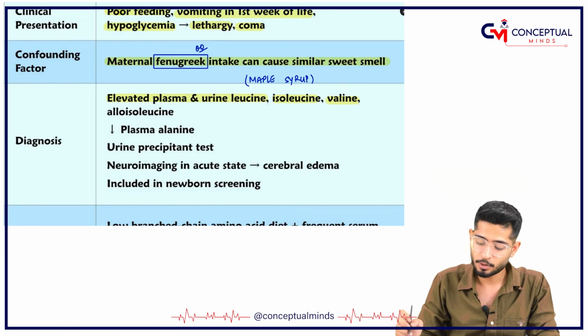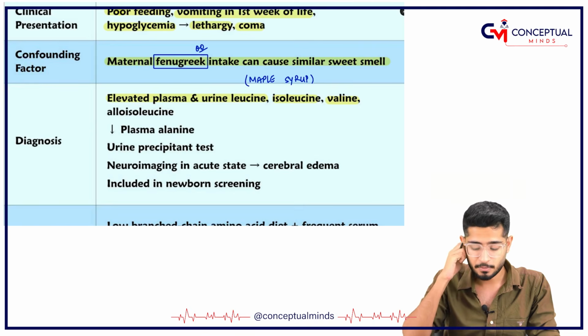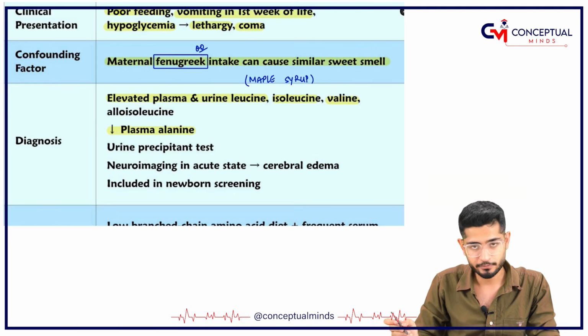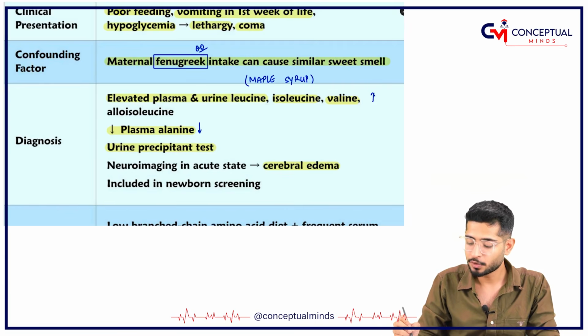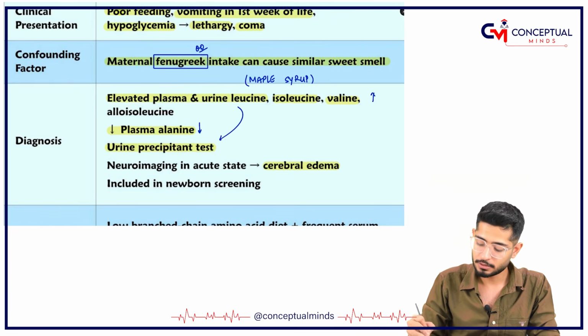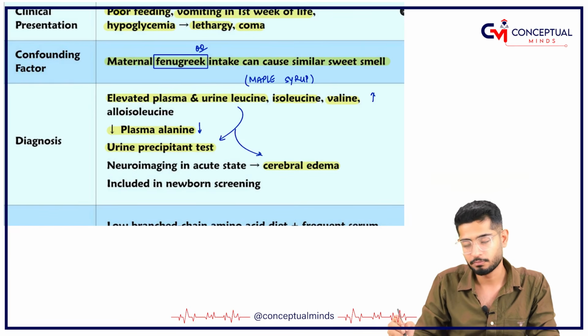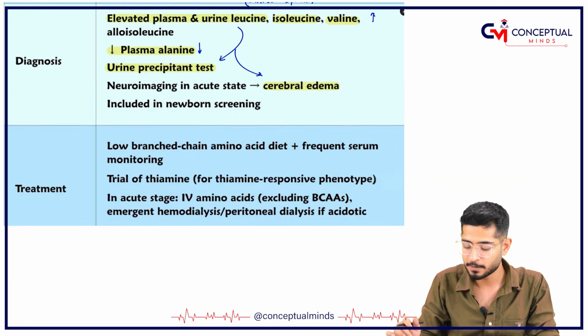Now after that, the next point is that there is a decreased amount of plasma alanine. Because leucine, isoleucine, all of them are there in urine, the urine is going to show a precipitation test, and these amino acids can even go to your brain, and in the brain they can cause cerebral edema. So you have to understand that there is increased leucine, isoleucine, valine, there is decreased alanine, and because these are going in the urine, there is a precipitation test, and because they lodge themselves in the brain, cerebral edema is going to happen.